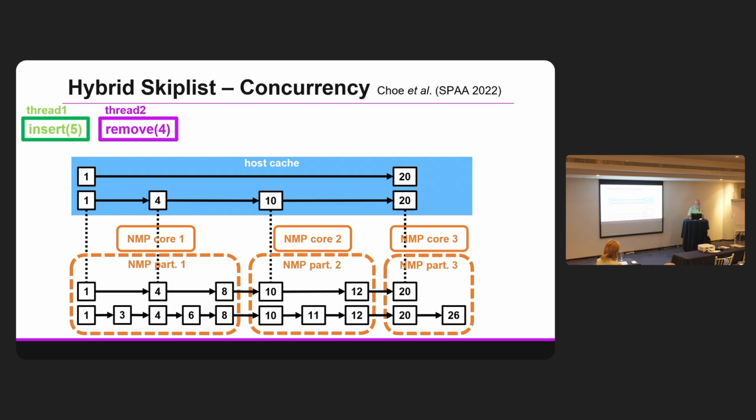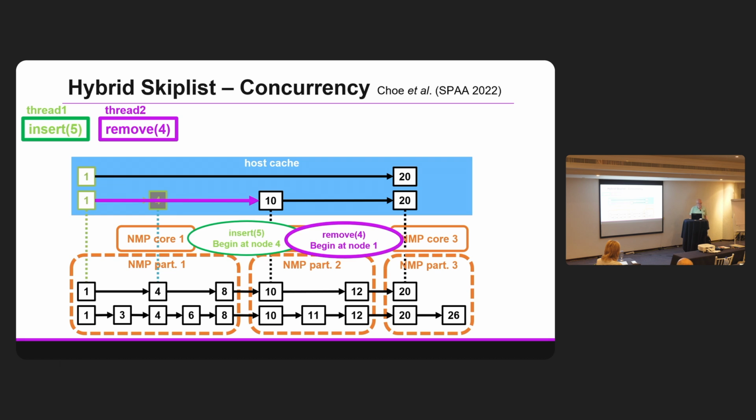So here's a scenario where we have the green thread wants to insert 5, and the purple thread wants to remove 4. And the green thread goes along and says, okay, I've hit 4 in the main memory. Now I need to drop down and go into the NMP. And so insert 5 should begin at node 4, which is right over here.